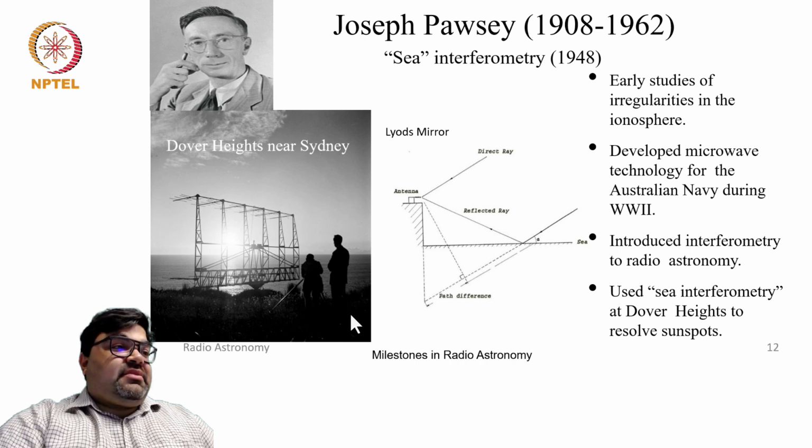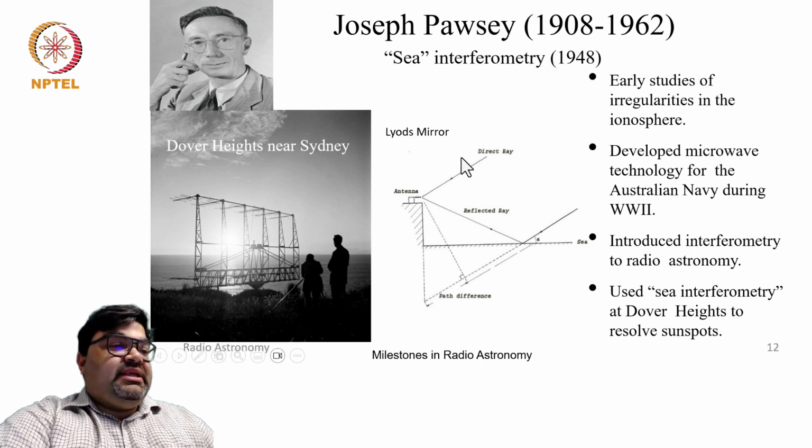The next person to be mentioned is Joseph Pawsey. He developed microwave technology for the Australian Navy during World War II, and the figure over here is the famous sea interferometer on the Dover Heights, which is near Sydney. It's basically the same concept as Lloyd's mirror: you have a direct ray and a reflected ray from the sea surface, and they come and interfere near the antenna. So this was used as a very powerful technique at those times.